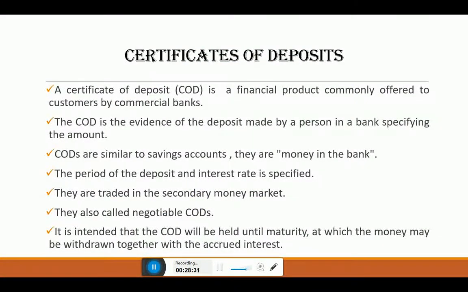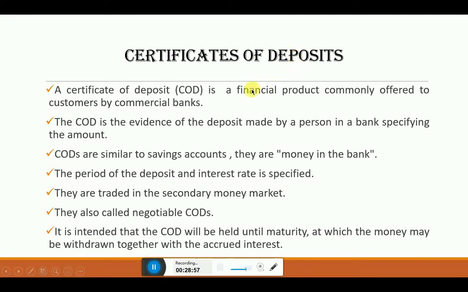Certificate of deposit. As from the name you can see, it's certificate of deposit. It means that there is someone who is depositing a specific amount of money somewhere, and that depositor issues a certificate showing that this person has a deposit with them, right? So that is the meaning that we get from the name of the security, certificate of deposit.